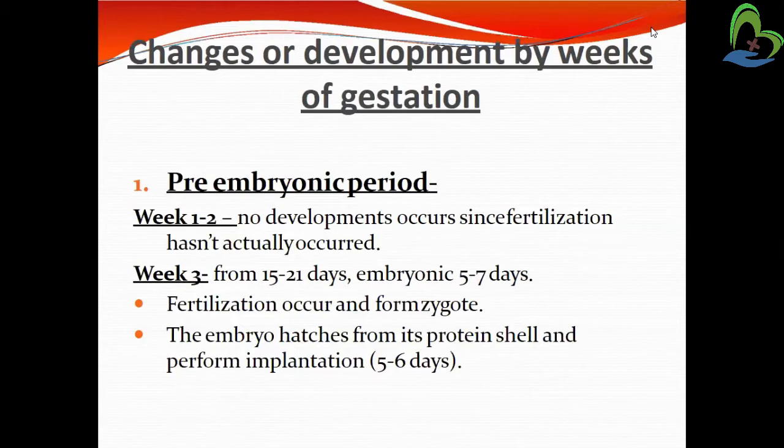By week third, from the 15th to 21st days, the embryonic age is 5 to 7 days. So fertilization occurs and the zygote is formed. Fertilization is completed and the zygote is formed. Then the embryo hatches from its protein shell and performs the implantation.